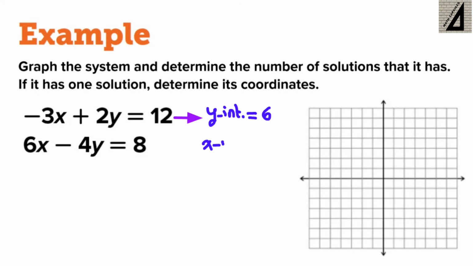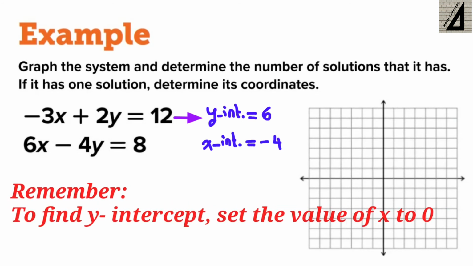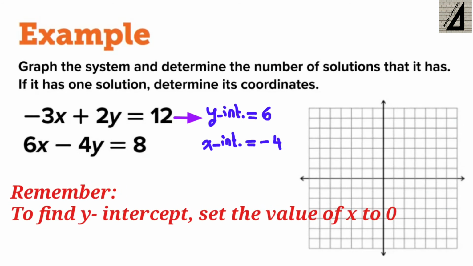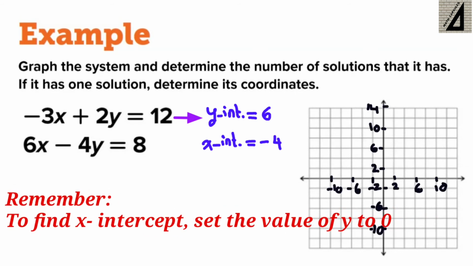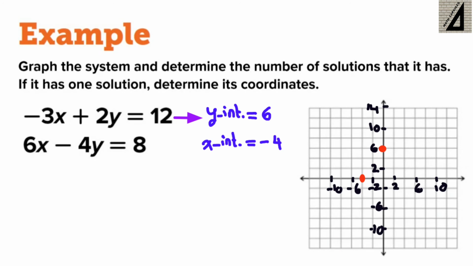Let's find the y-intercept and x-intercept for the first equation. We set x to be 0 to find the y-intercept, so the y-intercept is 6. And for the x-intercept, we set y equals 0, so the x-intercept is -4. So we plot the 2 points on the graph and we draw the line.